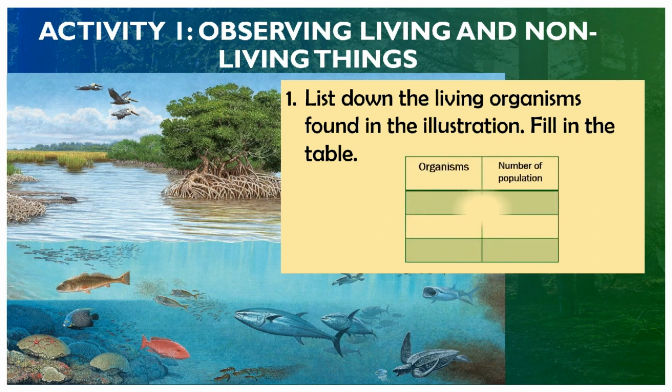So that is our table. In the first column, we have the organisms, and the second column is the number of population. You can write at least 3 organisms from the illustration. And also, on the second column, you need to write the number of population of that certain organism. For example, fish. So how many fishes are there? You can write that one on the second column.